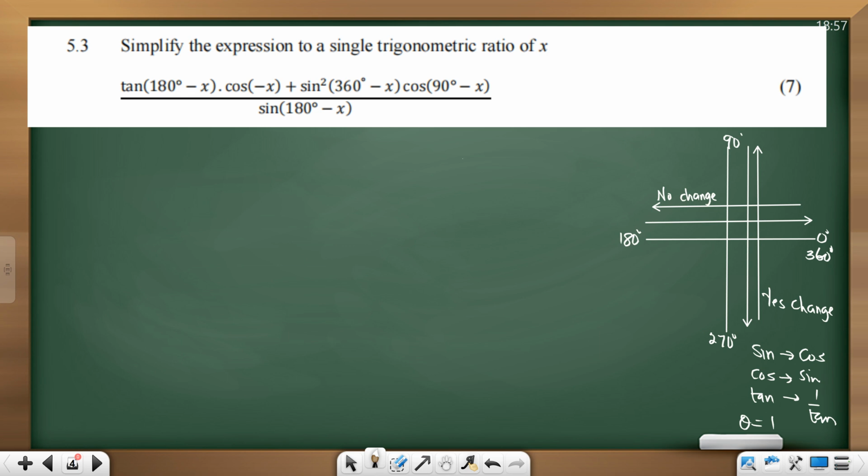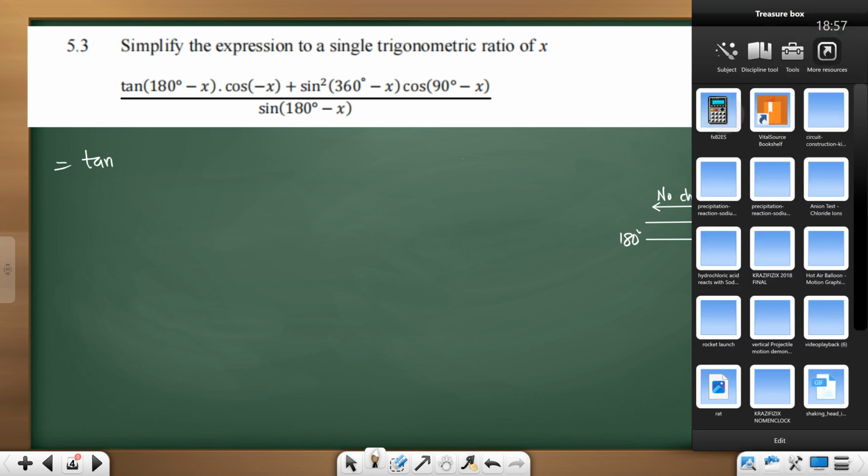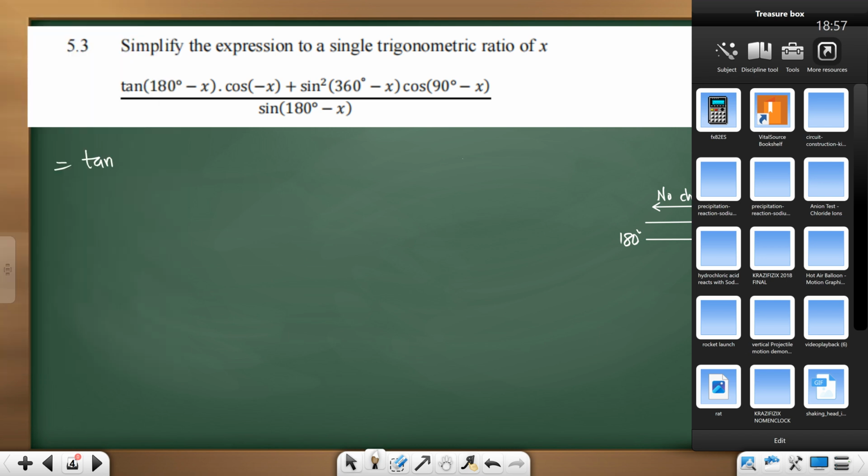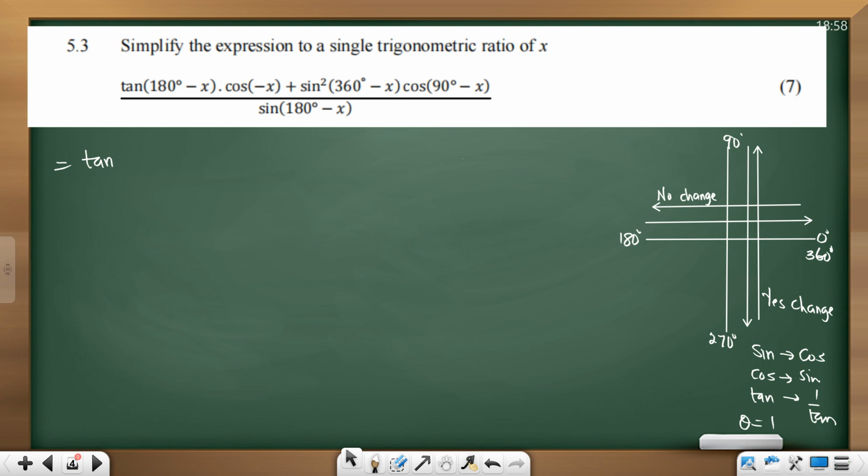First one, tan 180. 180 is on the horizontal, so it's not changing. So that leaves me with tan. If you are not sure, just get a calculator. You're looking for the sign. It is tan 180 minus 1, because it's minus x. Check. It's a negative sign. And that makes sense because it's in the second quadrant. But I'm not even using quadrant. It's negative. So negative tan x. I already have 1 mark.